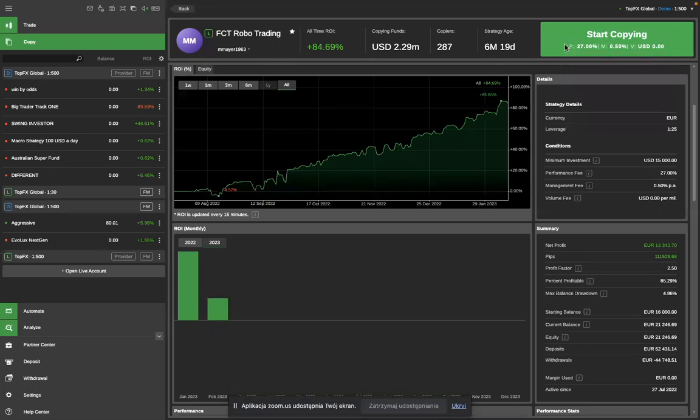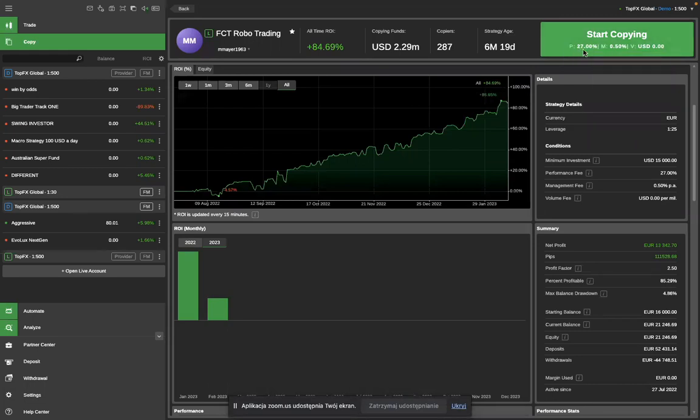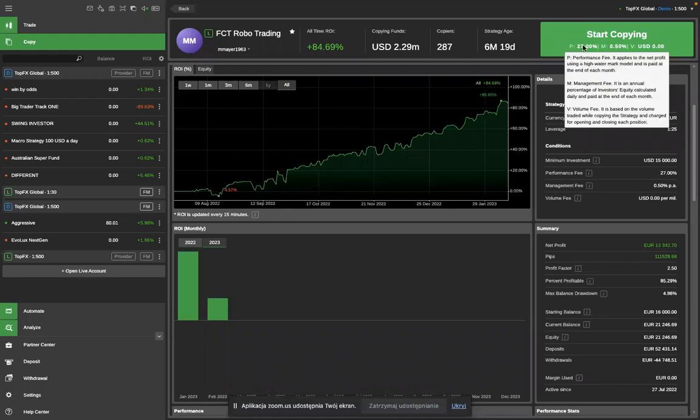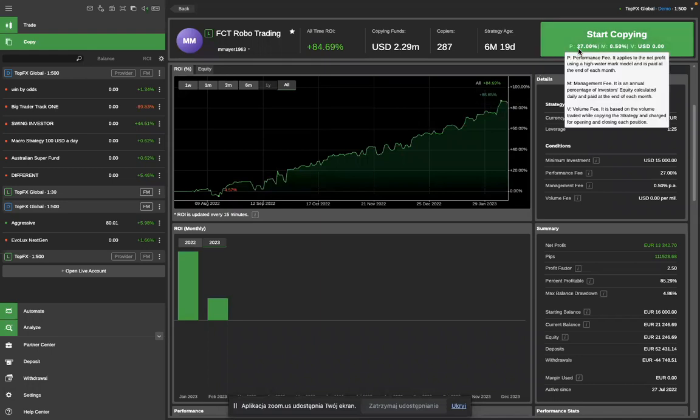So if you are a good strategy provider and you're generating money, you can set 27%, you can set 25%, you can even set 30%, because most of the investors and copiers will agree to those terms and generally accept this fee, which will be paid at the end of every month. That's the performance fee. If the strategy makes money, and the other people make money as well, they are willing to share 27% of it.